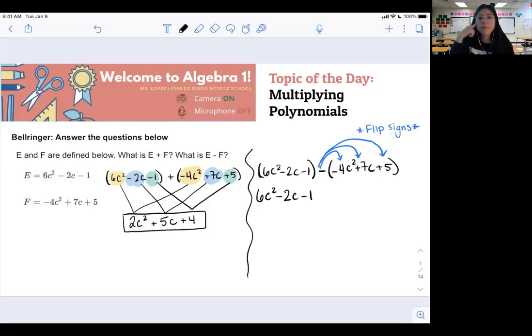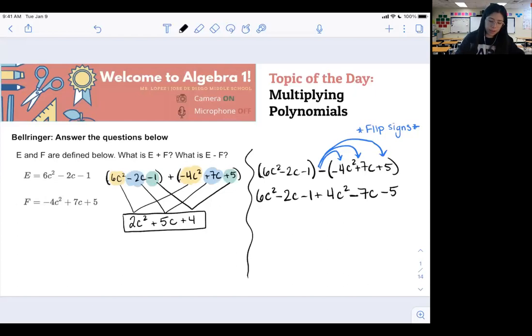Oh, +4c squared. Mm-hmm. So positive 4c squared, negative 7c, and negative 5. Good. Okay, so all of my signs have flipped. Anything that was negative turns positive. Anything that was positive turns negative.